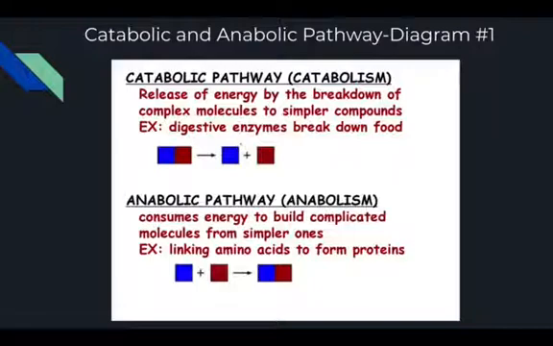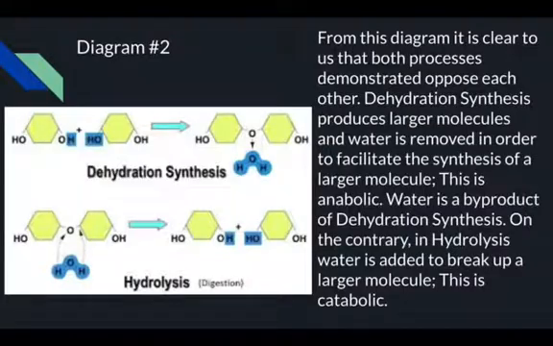And then on the bottom part of this diagram, we can see that an anabolic pathway, or anabolism, consumes energy, so it needs energy to build complicated molecules from the smaller subunits. So we can see that this time instead we're starting with the blue and red molecules separate, and then we need that energy to make it a larger molecule, or a polymer in some cases.